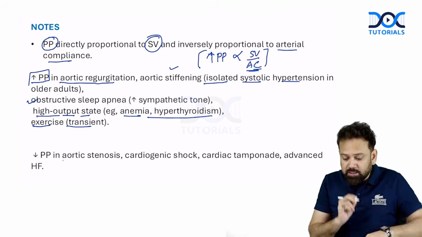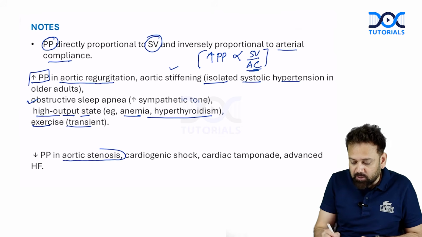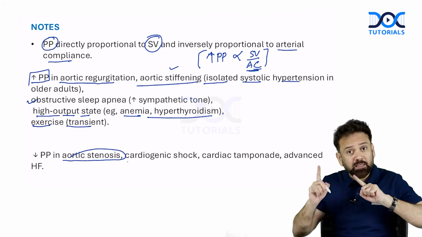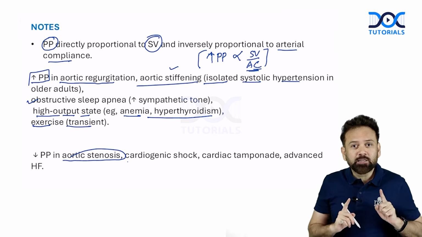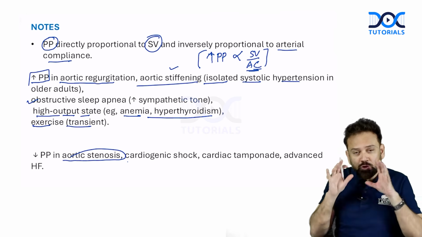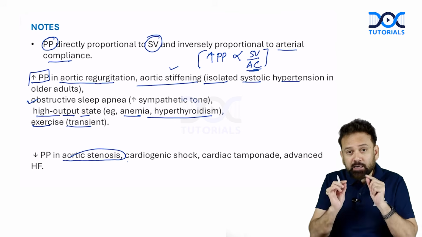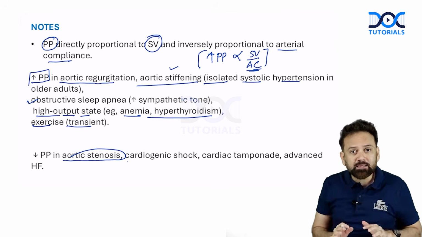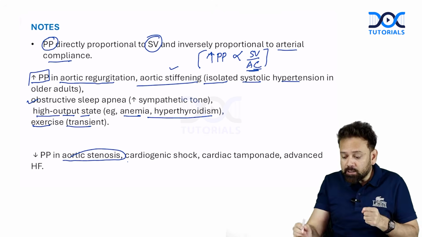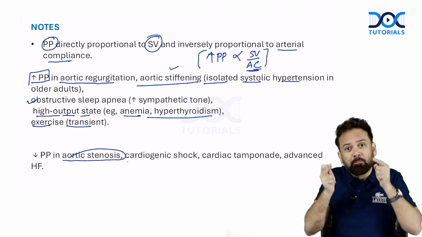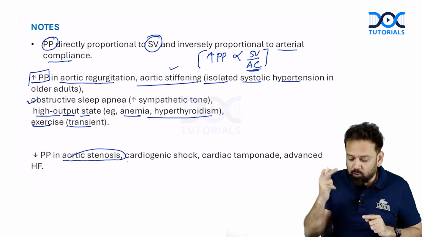Now it is decreased in aortic stenosis. That was aortic stiffening. Aortic stiffening is different than aortic stenosis. Sometimes both options will be there, and if you don't know this concept, you cannot answer. So in aortic stenosis, stroke volume will be less, pulse pressure will be less. But if aortic stiffening is there, meaning compliance is less, pulse pressure will be more.